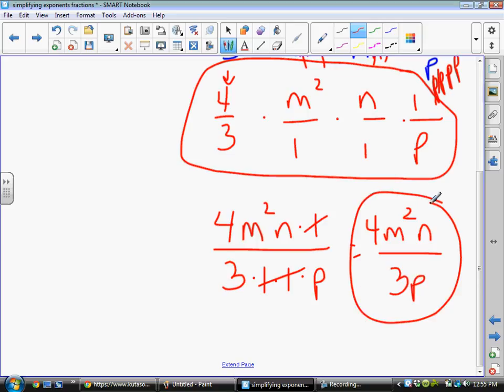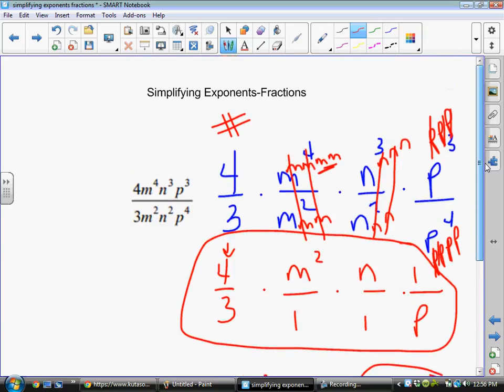So separate them into the numbers, the big numbers in front, the coefficients, and then the variables, and then in the end you'll just stick them back together. So this was simplifying expressions when they were in a division type of problem.